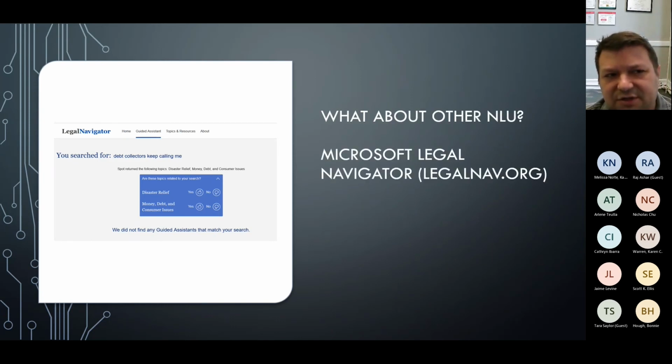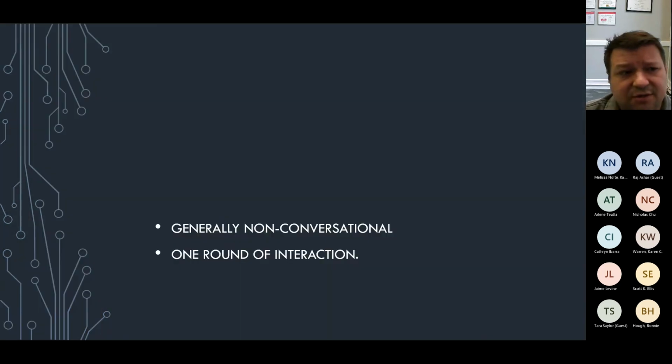Here's an image showing Spot in action on legalnav.org. I tried searching for "debt collectors keep calling me," and LegalNav, using the Spot API, identified that as either a disaster relief topic or a money, debt and consumer issue. So I think that is pretty good.